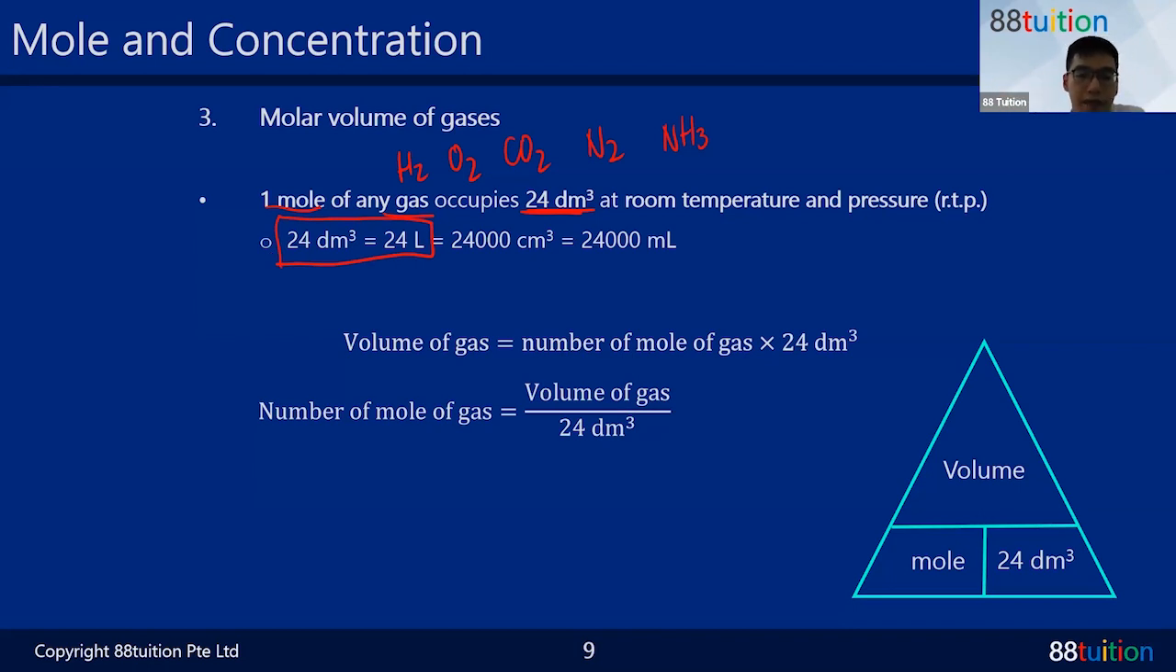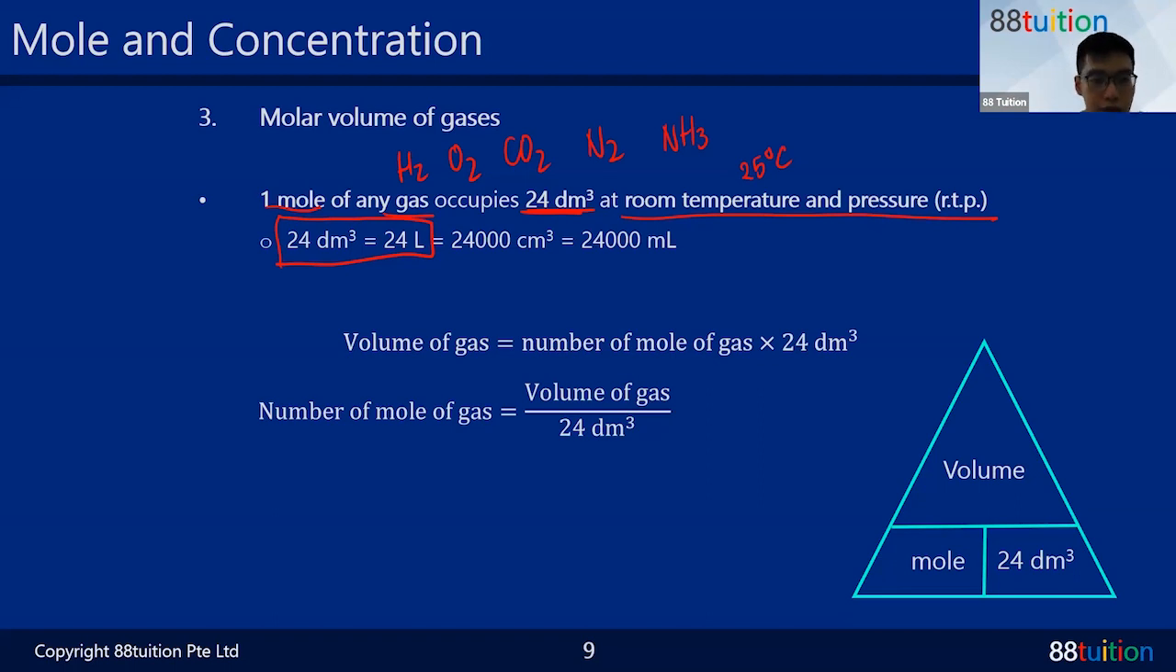Very specifically, this only occurs at room temperature and pressure. The moment I increase the temperature, my gas can expand, and then it wouldn't be 24 anymore. So it's fixed: it must be room temperature, or 25 degrees Celsius, and room pressure also.